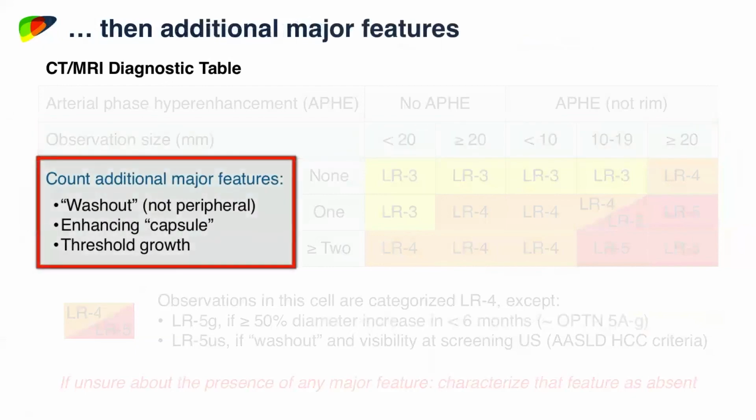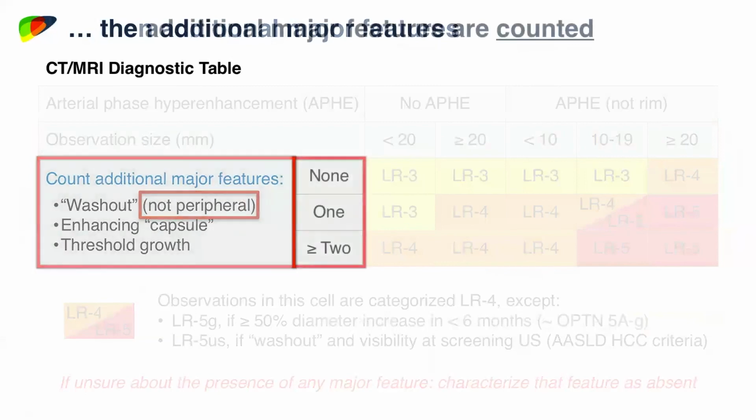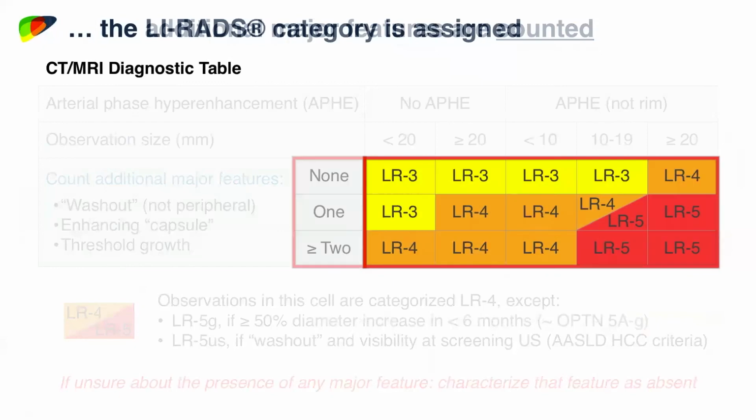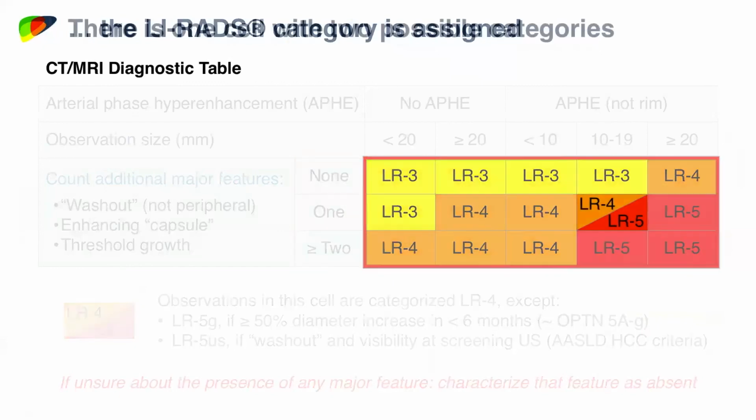And then we have to count the number of additional major features, such as washout, enhancing capsule, and threshold growth. For washout, we want to make sure it's not a peripheral washout, because remember, peripheral washout is a feature of LI-RADS M. We then count the number of those major features. It's either none, 1, or 2 or more. And based on all of that, we assign a LI-RADS category.